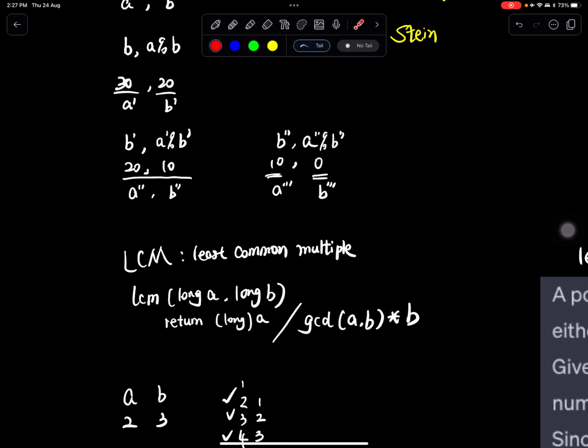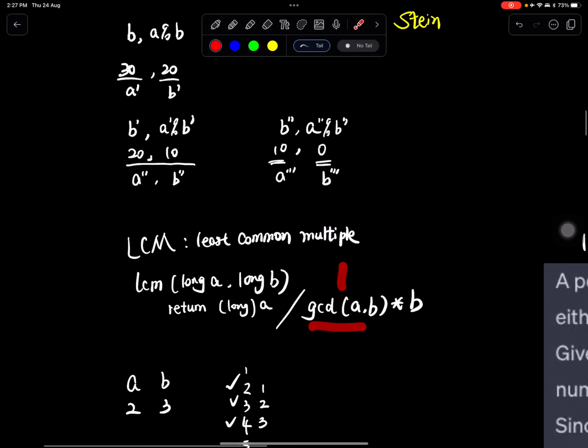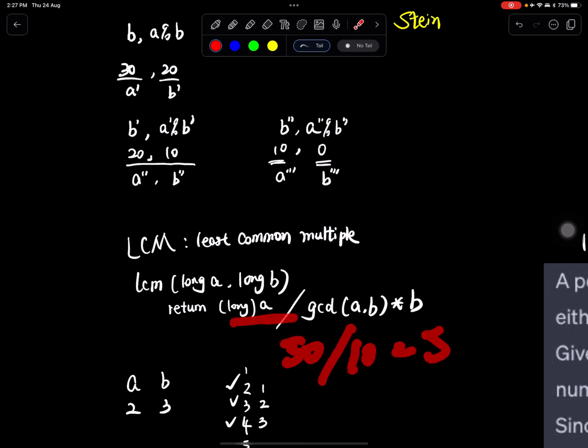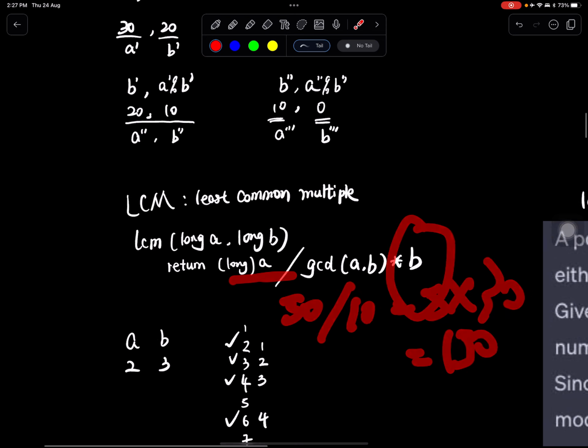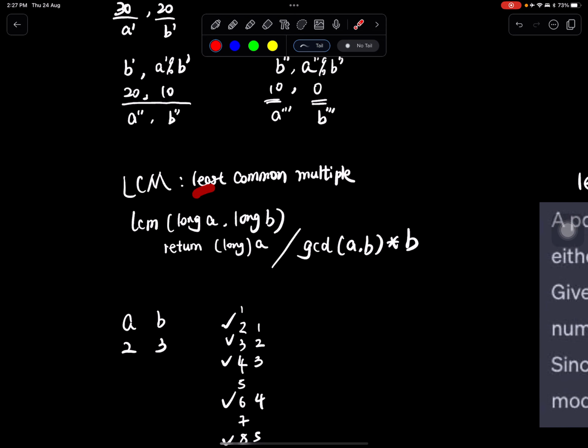So for LCM, the GCD is 10, which we already calculated. B is 20, which is multiplied by 20. Then you use A, which is 15, to divide by 10, equal to 5. Then 5 multiplied by this 30 equals 150. That's how we calculate LCM, the least common multiple.